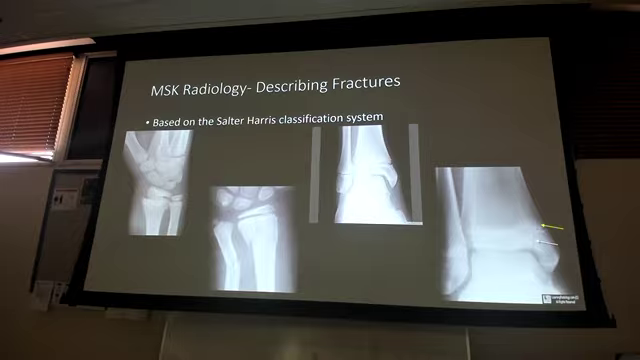Is this a Salter-Harris fracture? No. It's pediatric, so why not? It's not through the physes. Bingo. Pediatrics can have fractures that aren't Salter-Harris if they don't involve the physes. How do I know it involves the physes? Because I have the fracture that goes up and goes right into that joint space there. So it involves the physes right there.